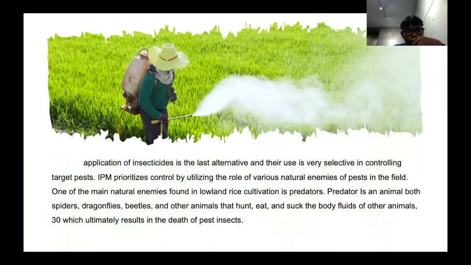Application of insecticide is the last alternative, and its use is very selective in controlling target pests. IPM prioritizes control by utilizing the role of various natural enemies of pests in the field. One of the main natural enemies found in lowland rice cultivation is the predator. A predator is an animal, such as a spider, dragonfly, beetle, or other animal, that hunts, eats, and sucks the body fluid of other animals, which ultimately results in the death of the pest insect.